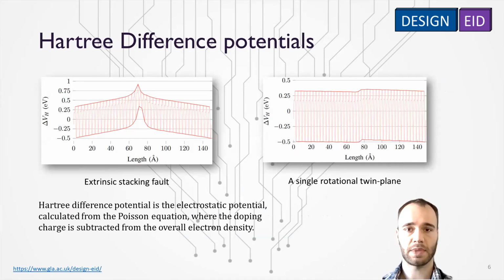Now I told you I had 6 systems, but I'm only showing you 2 of them here. This is because the 2 different stacking faults were quite similar, and all the different RTP systems were also really similar, but there's a big difference between the 2 of them.